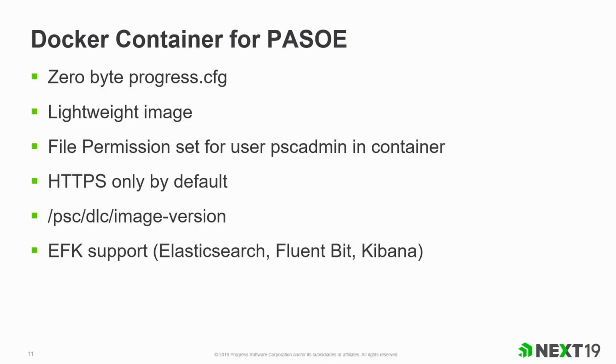One way that we did is we added support for the EFK stack so that the log files from PASOE are gathered by Fluent Bit. It gathers the log files in each of the containers, ships that data to Elasticsearch, and then from Elasticsearch, you can query it with the Kibana interface. So it's a way for you to manage that. And we have some samples in Progress community on how to do that.